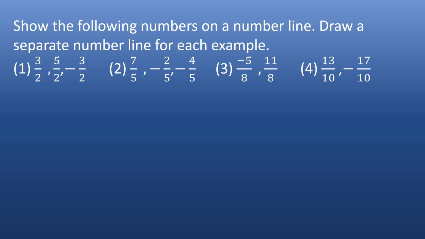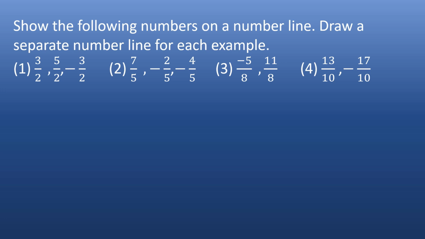Practice set 1.1, question number 1, sub-question 1. Plot rational numbers 3 by 2, 5 by 2 and minus 3 by 2 on the number line. Complete the construction with me. You need A4 size notebook, sharp pencil and scale.